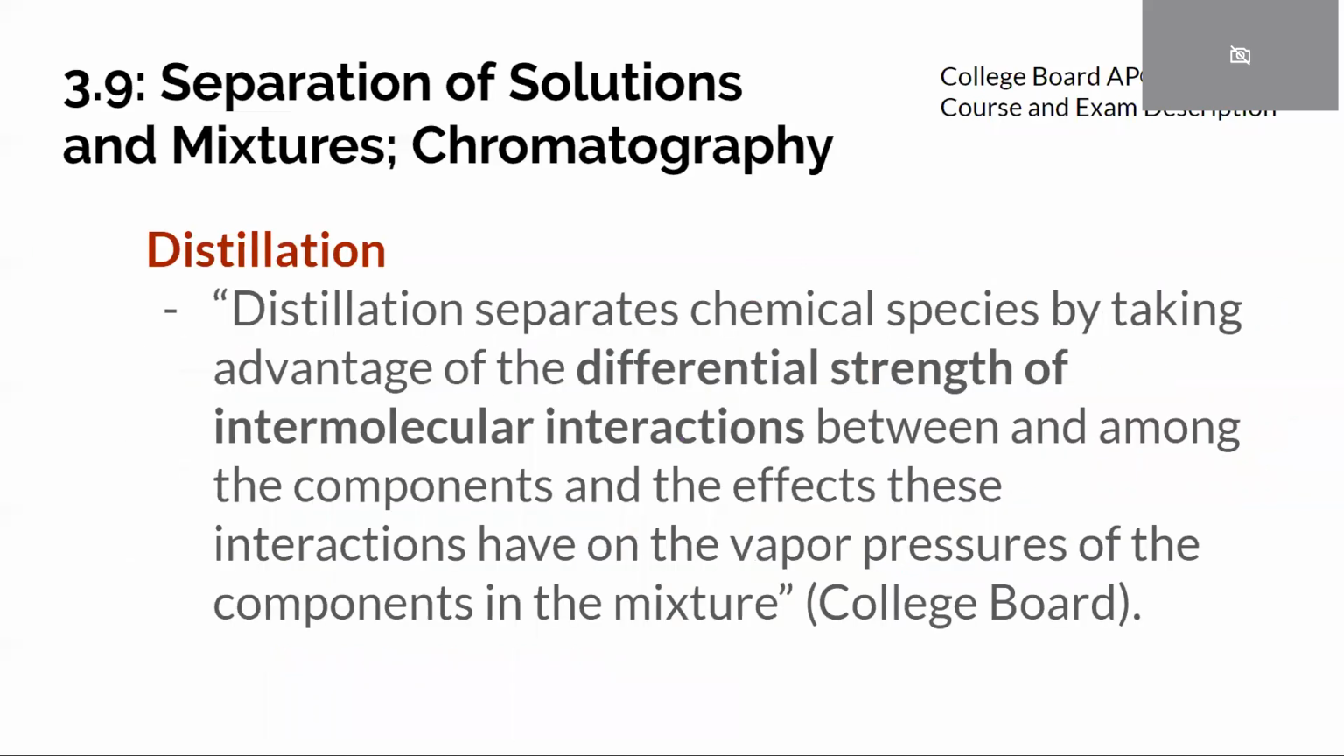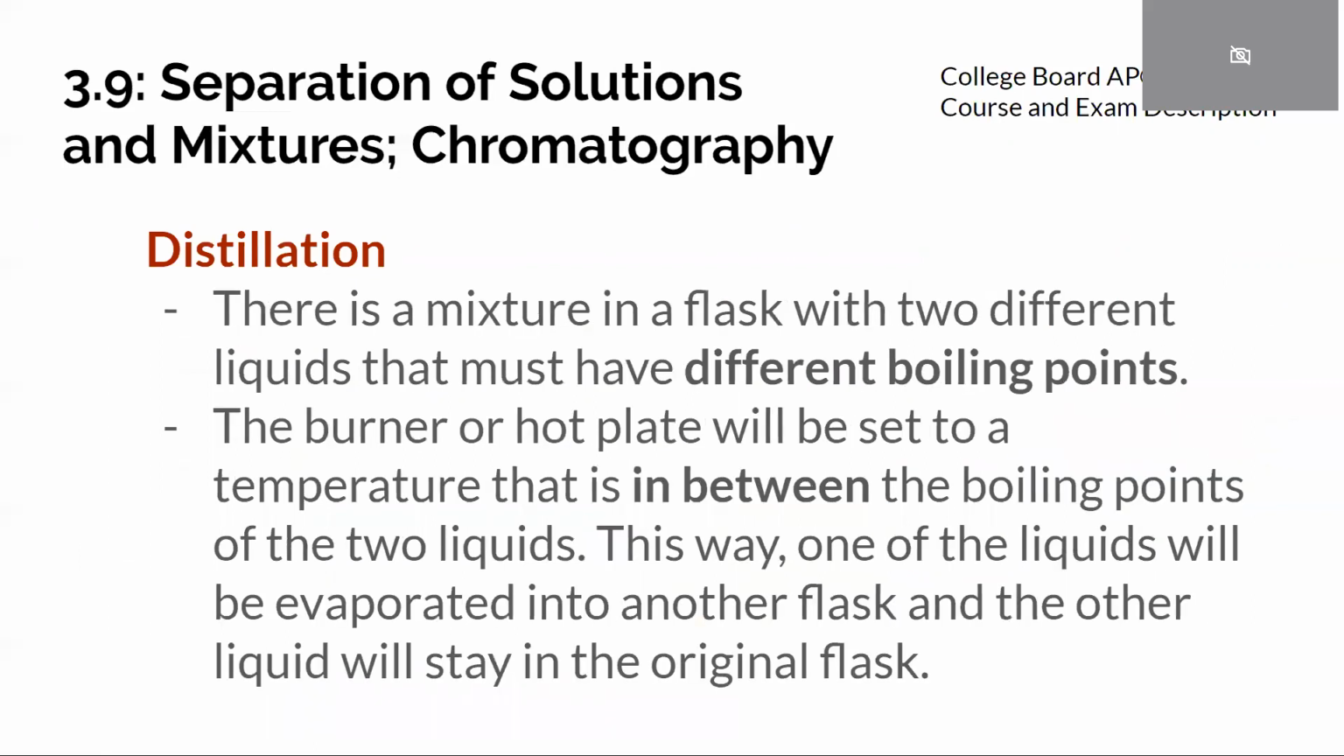And so next we have distillation. And so distillation separates chemical species by taking advantage of the differential strength of intermolecular interactions between and among the components and the effects these interactions have on the vapor pressures of the components in the mixture. So again, those intermolecular interactions are still coming back to us.